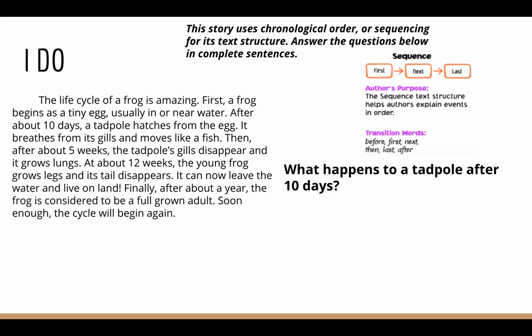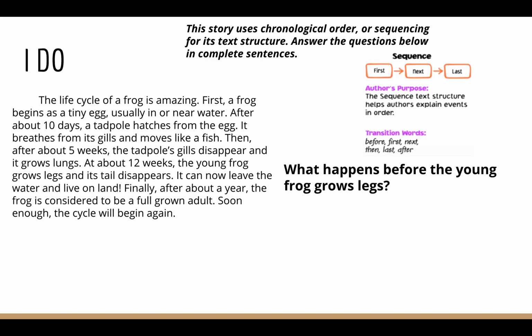So we just identified that this story uses chronological order for the text structure. So now I'm going to answer the question below in complete sentences. The question here says, what happens to a tadpole after 10 days? So I'm going to go back in the text, find my answer, restate it, and write a complete sentence. After 10 days, a tadpole hatches from the egg.